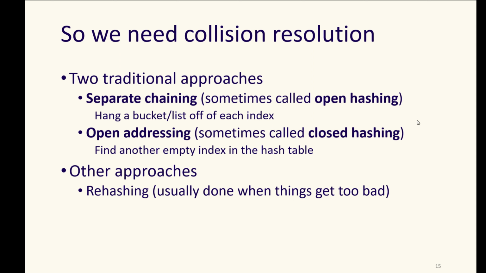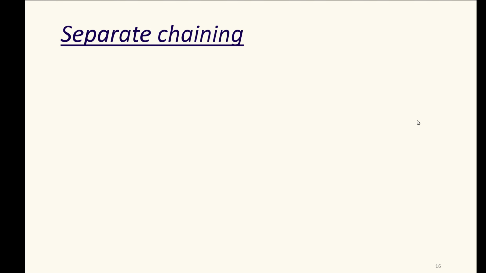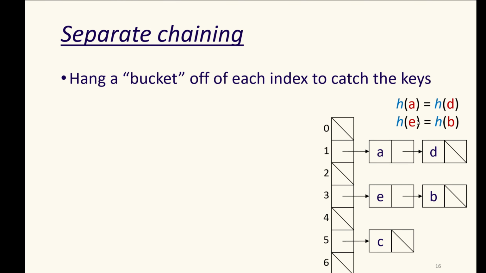So separate chaining is pretty simple. Instead of having, say, an integer or a string or whatever your key is stored at each location, you create a data structure of that key type, like a linked list of strings or a linked list of integers. This allows us to attach some bucket that can catch more than one thing to each index, so that when keys collide, we just add them onto that list, or we just put them into that array that's there, or whatever.